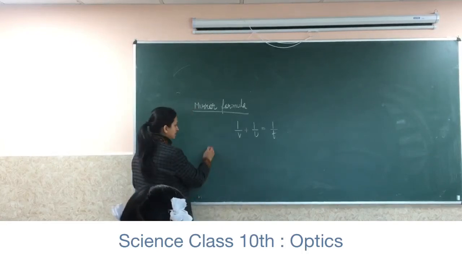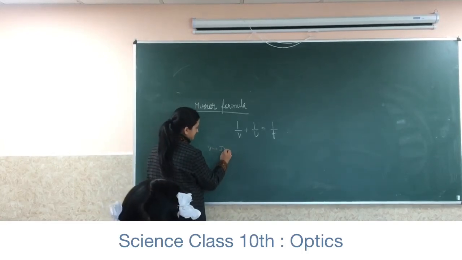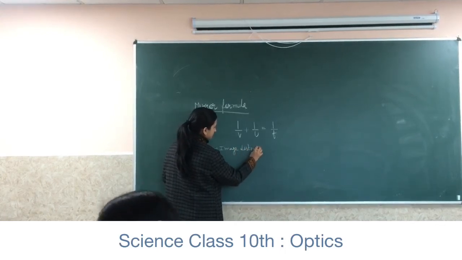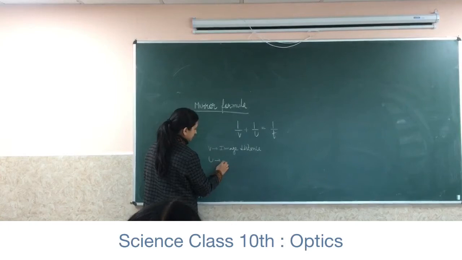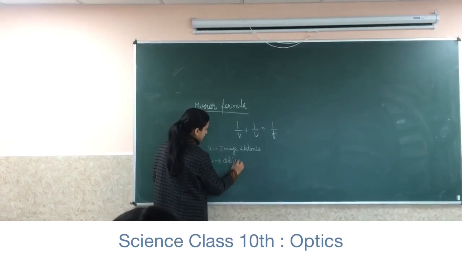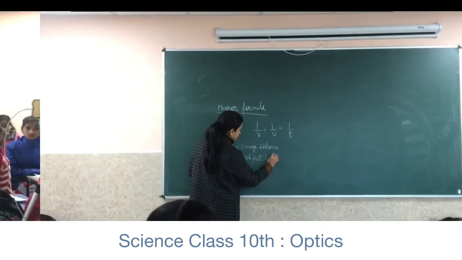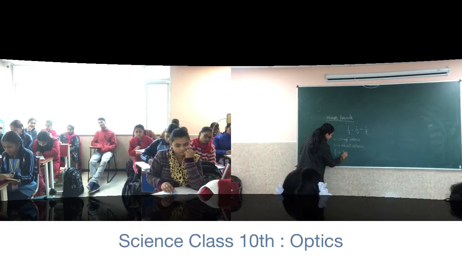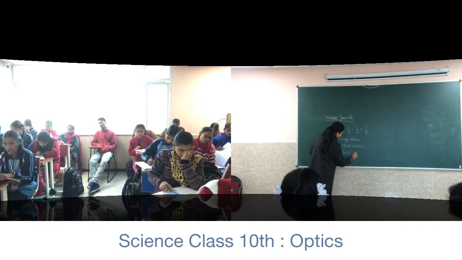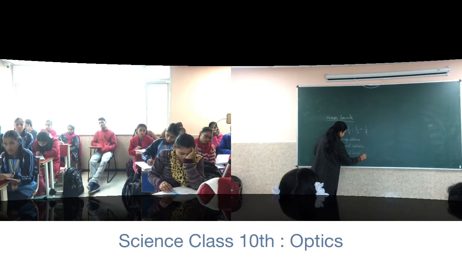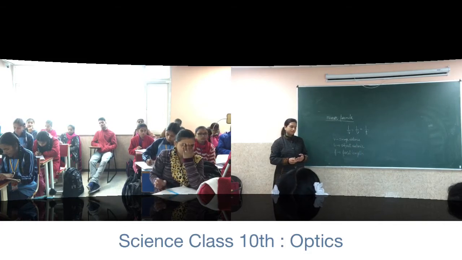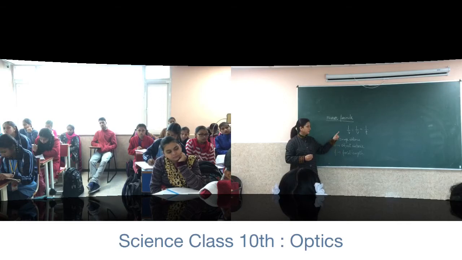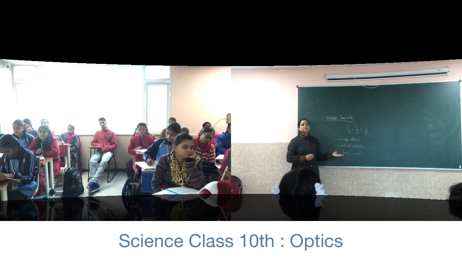So here these symbols V, U and F have their usual meanings. What is V here? V is image distance. What is U here? U is object distance. And what is F here? F is the focal length. Clear? Yes. Okay.